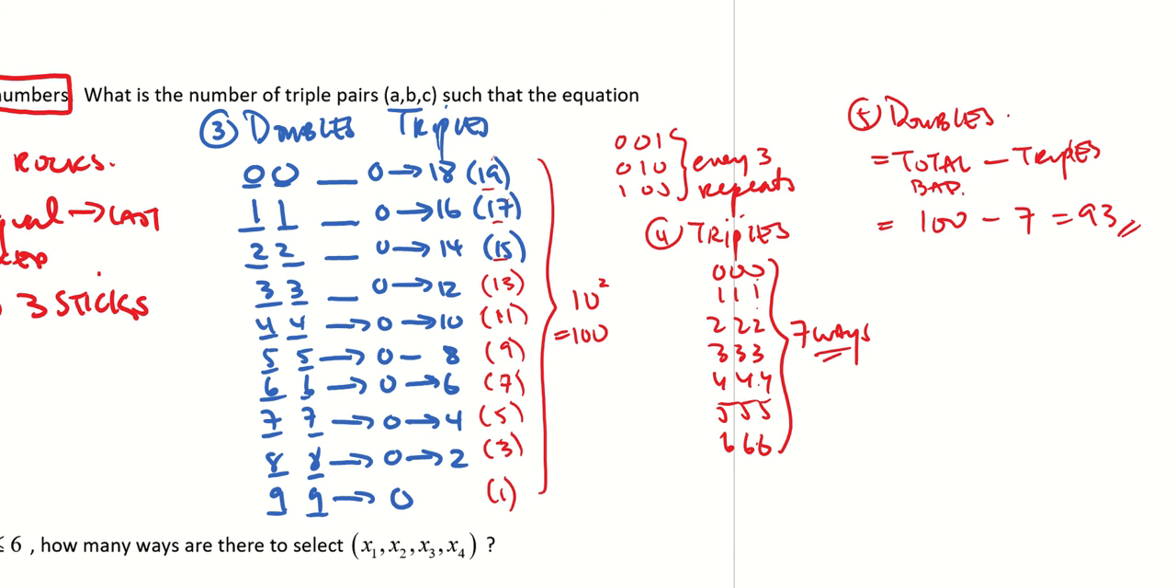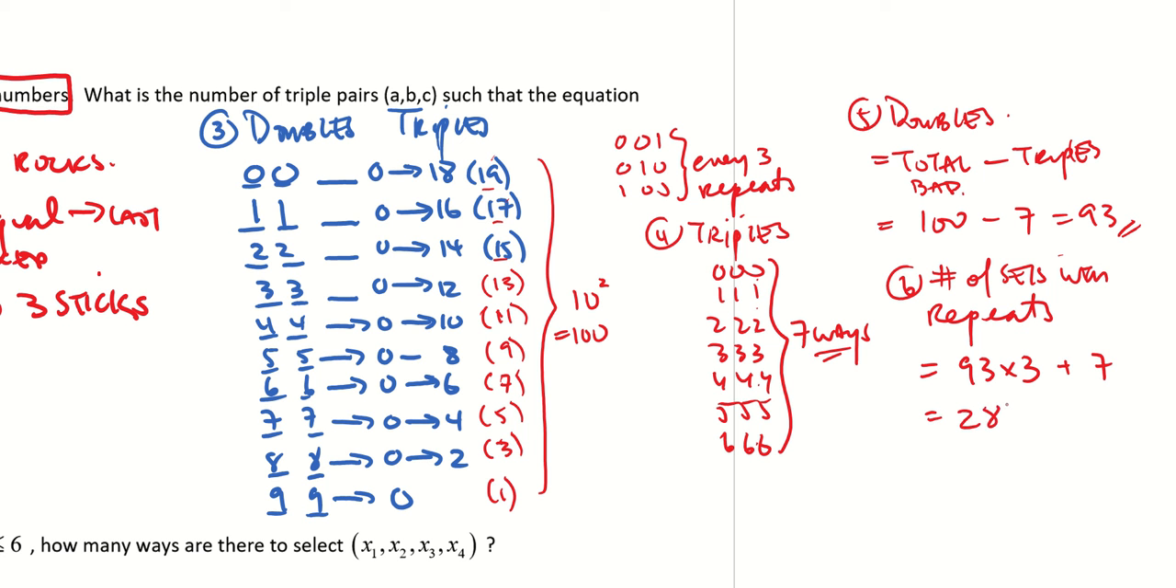Okay? Now for every set of doubles, there are actually 3 other ways. So number 6 is all number of bad sets. Number of sets with repeats. So this will be 93 times 3, because for every set of doubles there's 3 ways, plus 7 triples. So altogether, 93 times 3 plus the 7 gives you 286 sets with repeats, meaning like you have a number that repeats itself.